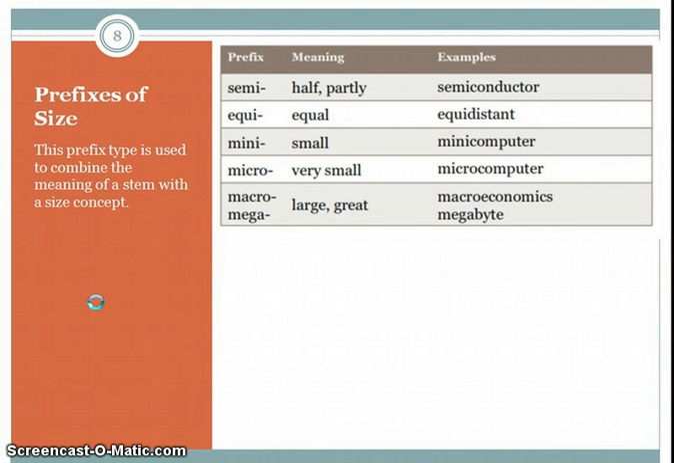Our next group relates to size. Semi, equi, mini, micro, macro, mega. You already know most of these. So if we add them to a word, mini, mini computer. Micro, microcomputer. You already know those. Equa, equal, equidistance. Mega, everyone goes to Mega to buy lots and lots of things. It's a great giant store. So we have megabyte or megamania, lots of different things. So we look at size as a concept.